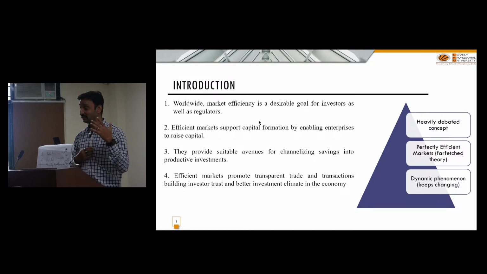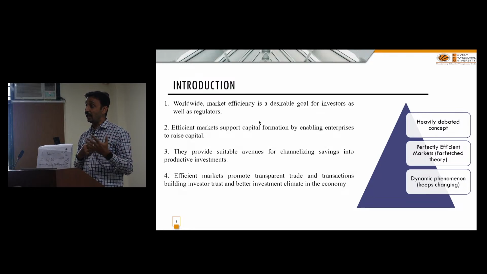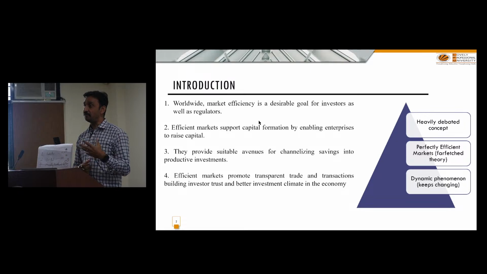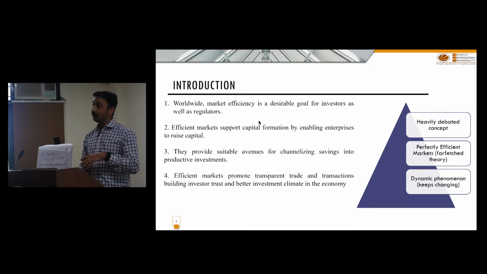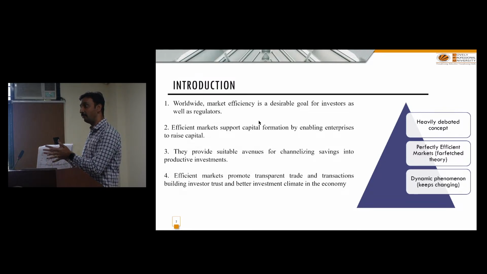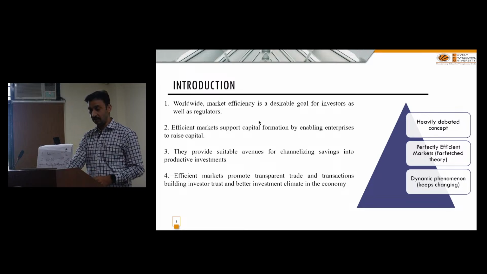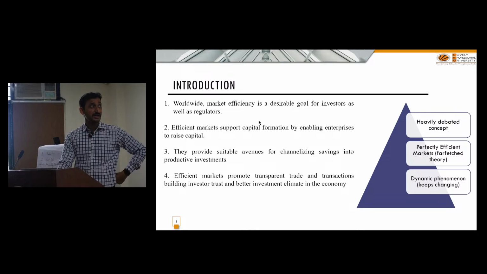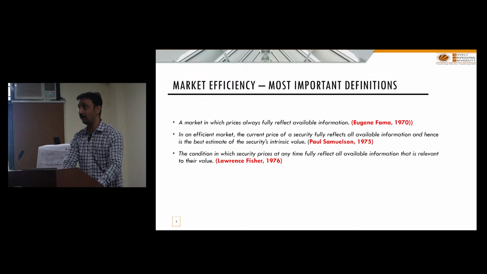As I said, it's a heavily debated concept, and the efficient market is a dynamic phenomenon. Whether the market is efficient or inefficient, it is better to say whether the market is relatively efficient or relatively inefficient. We are working on how relativity is connected with market efficiency. These are certain important definitions that Eugene Fama has given: a market in which the price always reflects available information. That is the market efficiency of the market.